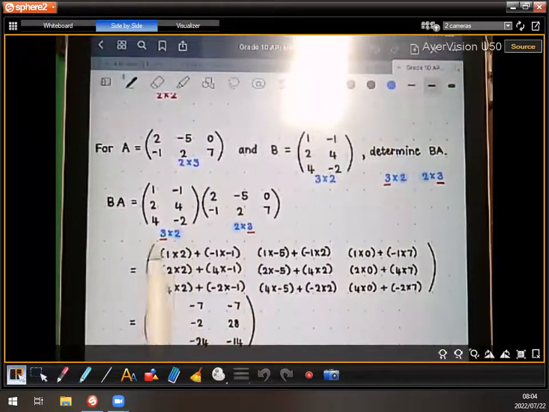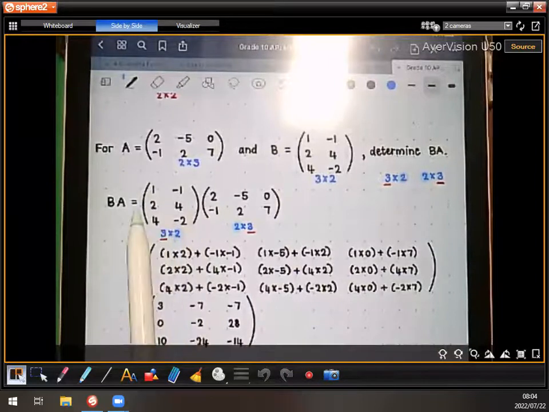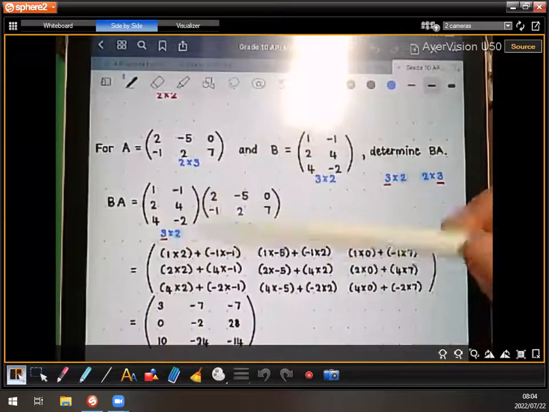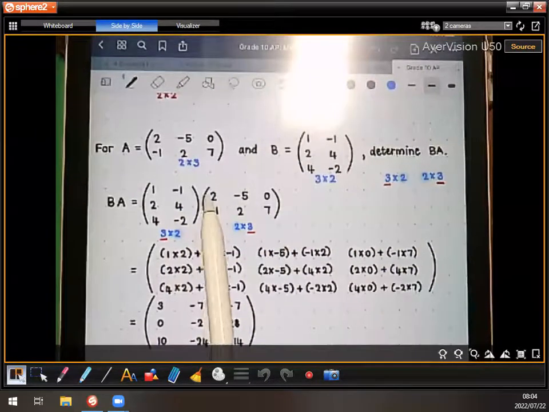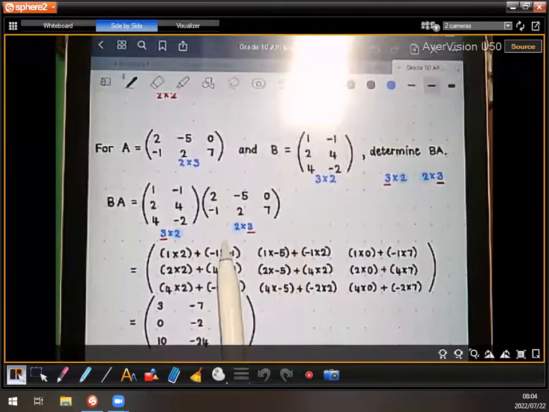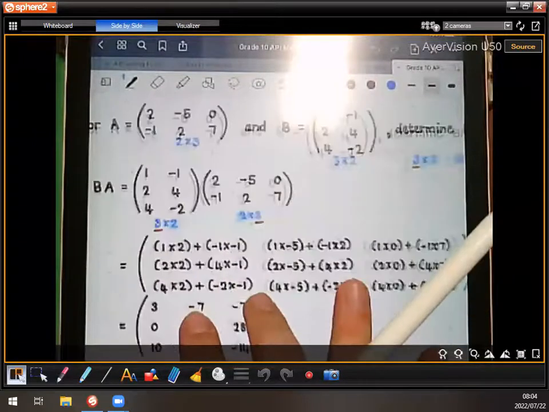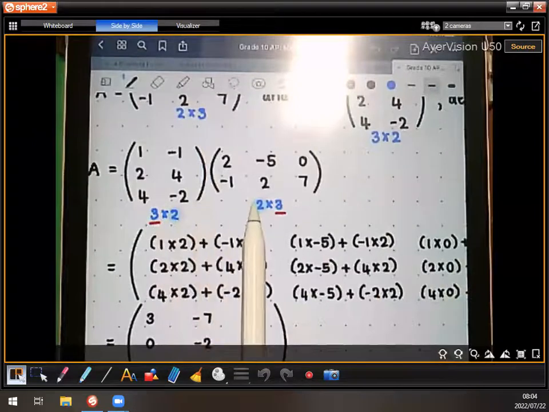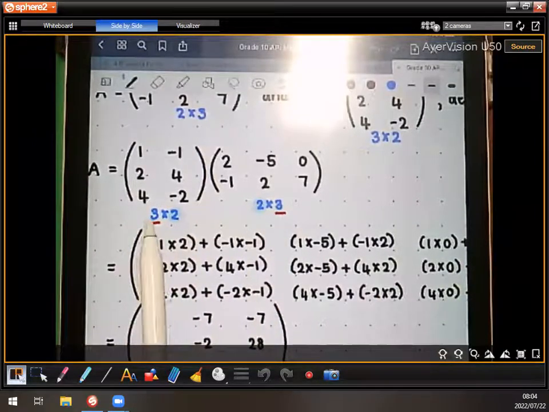Then just underneath, we wrote the dimensions of each of them. Remember for the dimensions, you count the number of rows. So B has 3 rows. Do we agree? And 2 columns. So B is a 3 by 2. Then A had 2 rows and 1, 2, 3 columns. Sorry, A is a 2 by 3. Because those two inner numbers are the same, we can multiply them together, and our answer is going to be a 3 by 3.